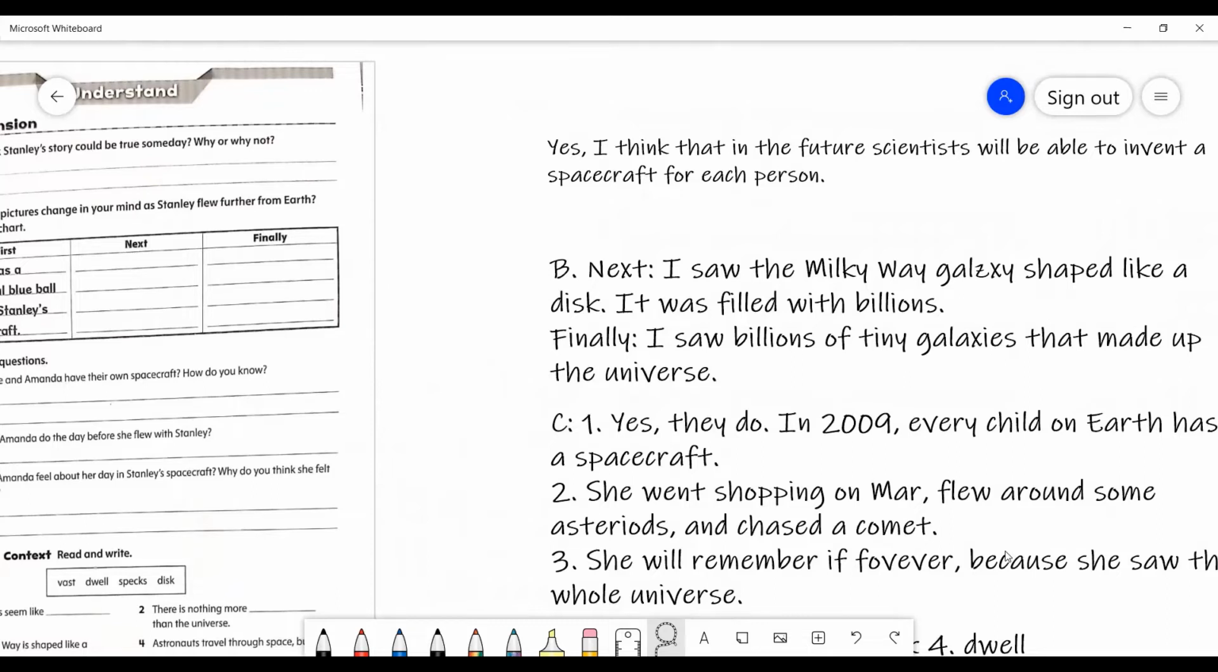It was filled with billions of stars. So next, finally, in the third part, we will write, finally, I saw billions of tiny galaxies that made up the universe.